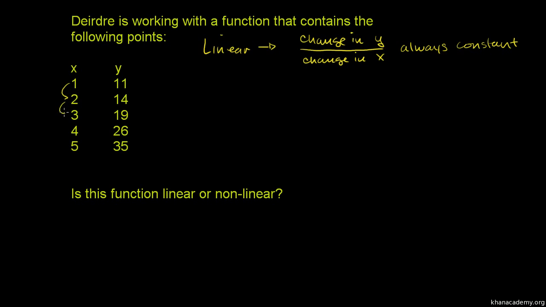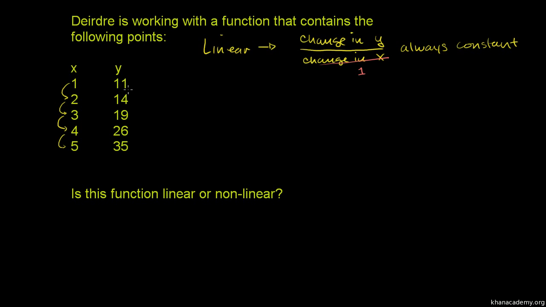Now, in this example, the change in x's are always 1. Right? We go from 1 to 2, 2 to 3, 3 to 4, 4 to 5. So in this example, the change in x is always going to be 1. So in order for this function to be linear, our change in y needs to be constant, because we're just going to take that and divide it by 1. So let's see if our change in y is constant.